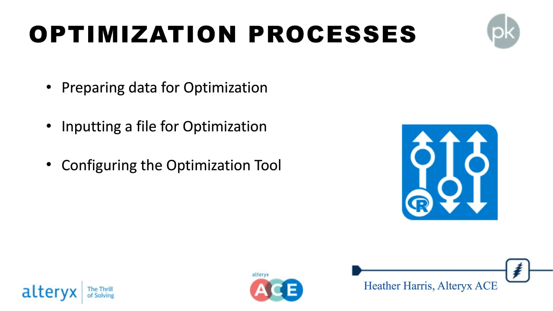So when we're doing an optimization problem, there's several processes. We prepare our data for the optimization tool and algorithm. We actually input a file, or actually I'm going to show you how you can do it manually. And we're going to do it manually actually so you can really understand the concepts and break it down. And that's through the configuration itself.